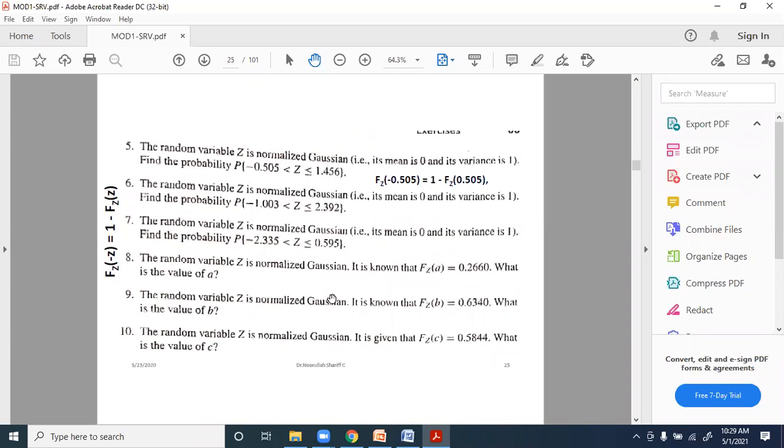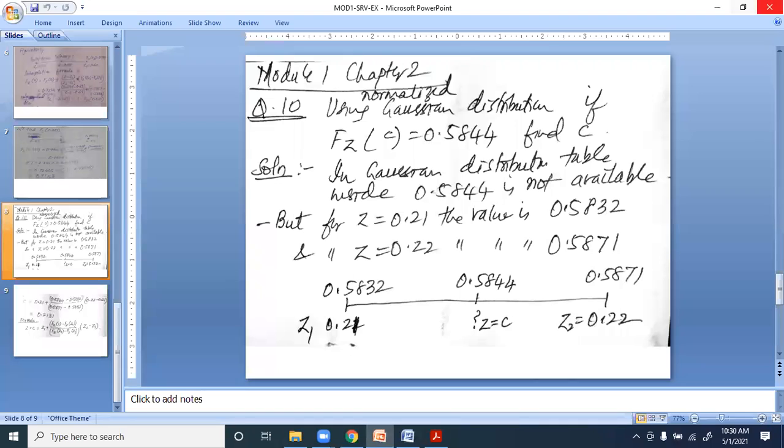Earlier, we were given a range over here, and we were trying to find the value. Now F_Z(c) is given, and we are trying to find c. It's exactly the reverse. Earlier z1, z2 were given, and we found F_Z(z2) and F_Z(z1) and subtracted to get the final answer. But now we are doing exactly the reverse. F_Z(c) is given, and c we need to find. So let us see how we can do that.